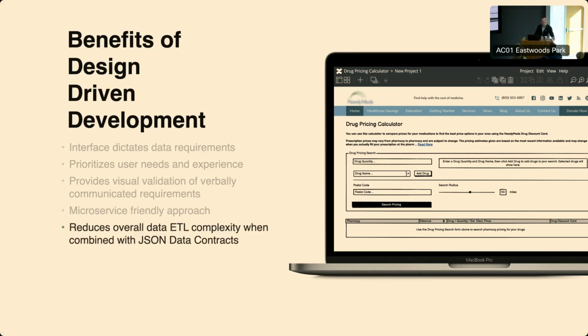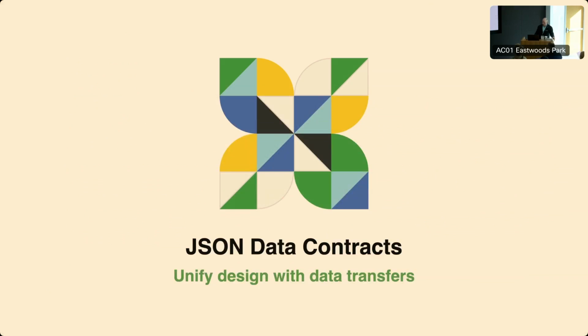All right. And then overall, this is going to reduce the data ETL complexity when we combine this with JSON data contracts, which is what we're going to step into next. So thanks to design-driven development, we now know what data we're going to need to feed into our solution. And we now know that we want to break that data down into different microservices that are going to support the front end of the solution. And that's going to allow for a level of scalability that we didn't have before.